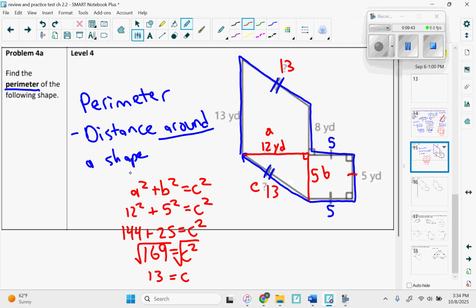So to get the perimeter, again, I am going to add up all of the sides on the outside. 13 plus 13 plus 8 plus 5 plus 5 plus 5 plus another 13, and I believe the perimeter on this problem should be 62 yards when you add those sides all up.